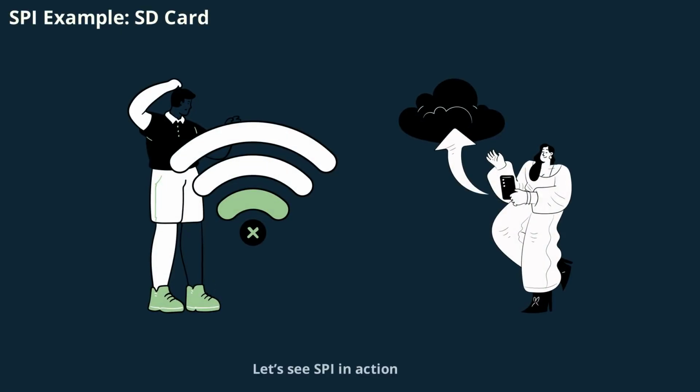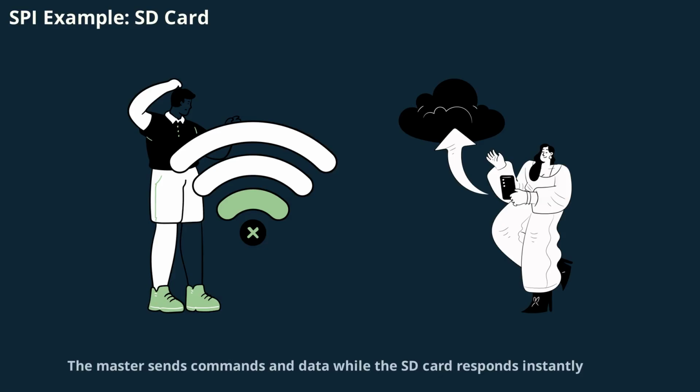See SPI in action. A microcontroller connects to an SD card using four wires. The master sends commands and data while the SD card responds instantly. This setup is perfect for high-speed data transfer, like saving photos or logging sensor data. SPI's speed and reliability make it the go-to choice for storage and display tasks.